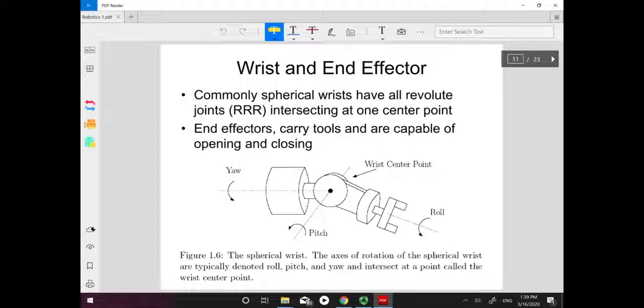For the spherical wrist, for example this one, it has all revolute joints. All revolute joints means that in the manipulator there are 3 joints, and if they are all revolute, we call it RRR. Later, we are going to show different types of manipulators. They intersect at one center point, which is here. The end effectors carry tools and are capable of opening, closing, or holding a cup. They can do a lot of things.